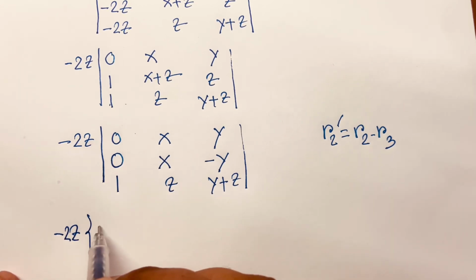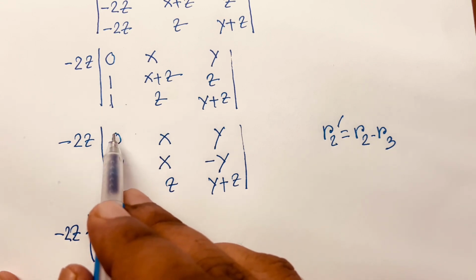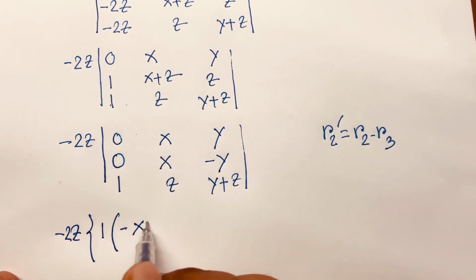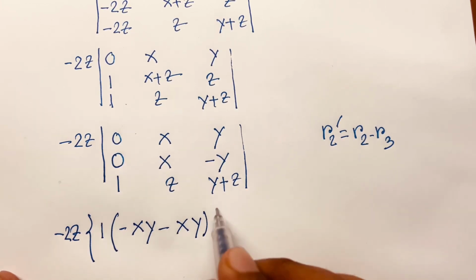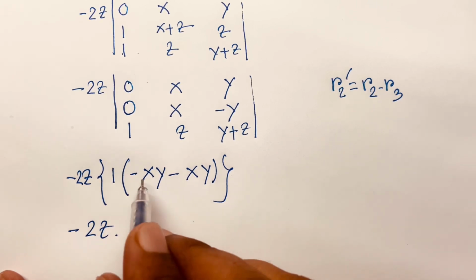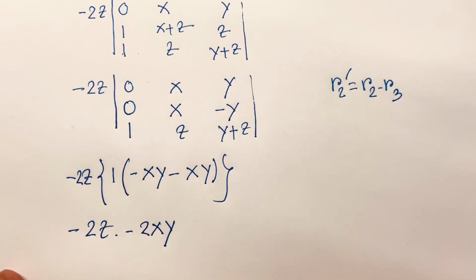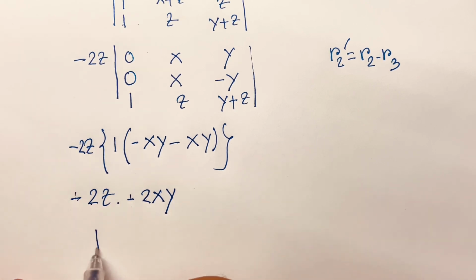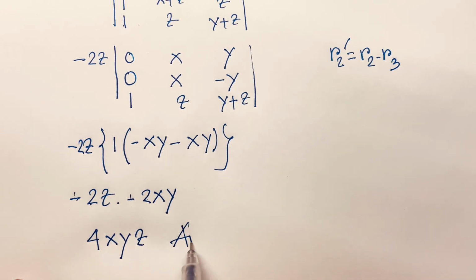Now here is 1, so when I use 1, I can say this column and this row are cancelled, so this times this it will be minus xy, and here is minus, this times this it will be xy. Then I can say here is minus 2z times minus xy, it will be minus 2xy. Then minus it will be plus, then 2 times 2 it will be 4, and here is x, y, and this z. So this is our final answer.